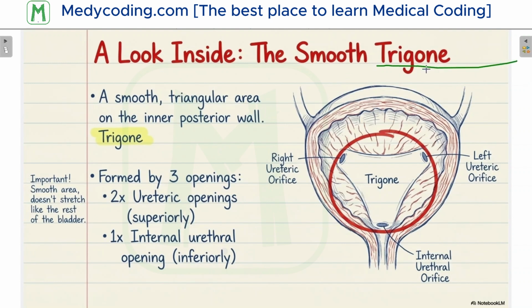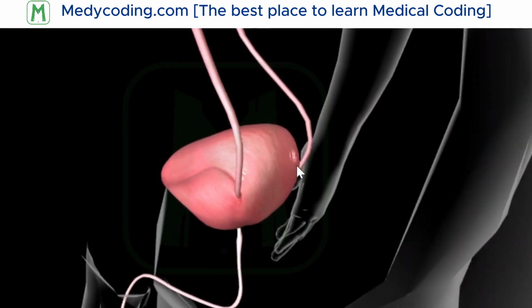Trigone. Trigone is a very important topic in the bladder. These are the posterior areas of the bladder, as we know that the ureter enters into the bladder. So it is not entering from the front side of the bladder, it is entering from the back side of the bladder. So this is the 3D view of the bladder.